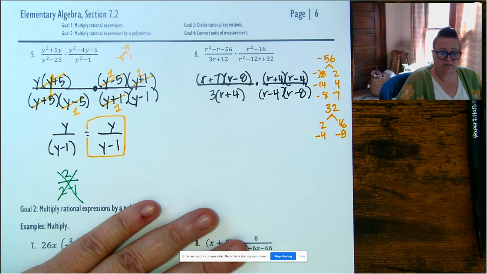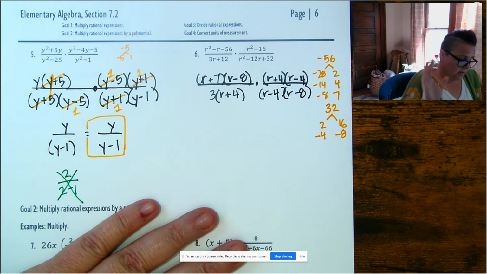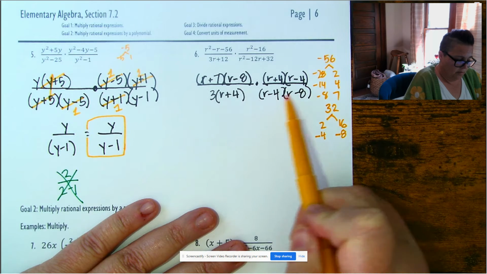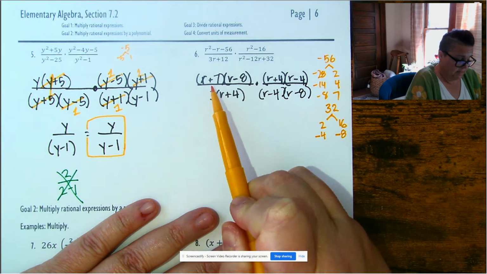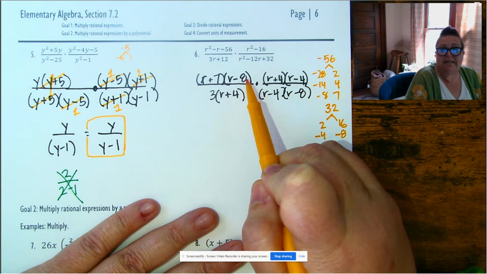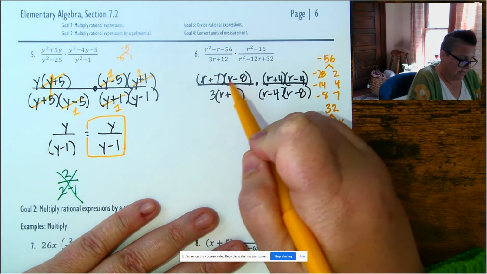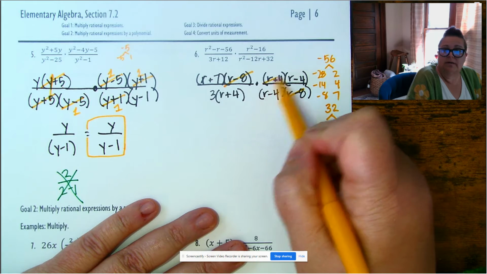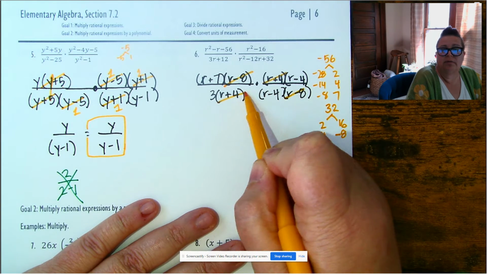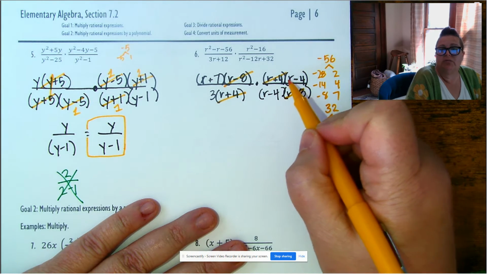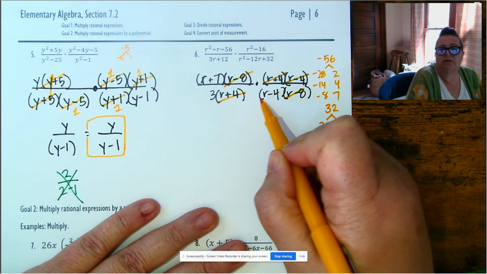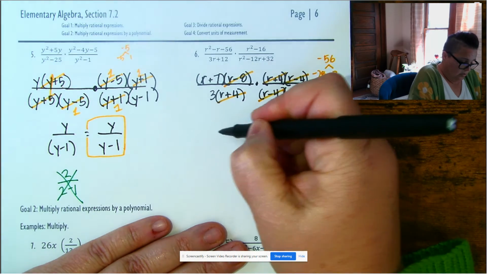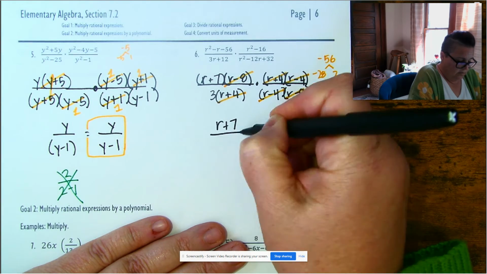Now that everything is factored, now we want to see what cancels. Here we have an r plus 7. There are no other r plus 7s. So that's not going to cancel. I have an r minus 8. There is another r minus 8. Cancel. I have an r plus 4. I'm already ahead of myself. There's an r plus 4. I have an r minus 4 with another r minus 4. So I am left with an r plus 7 over 3.